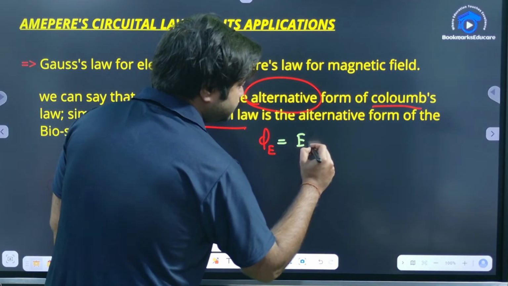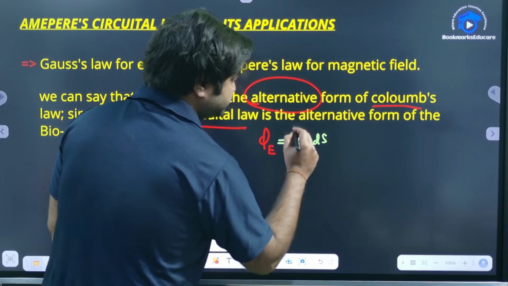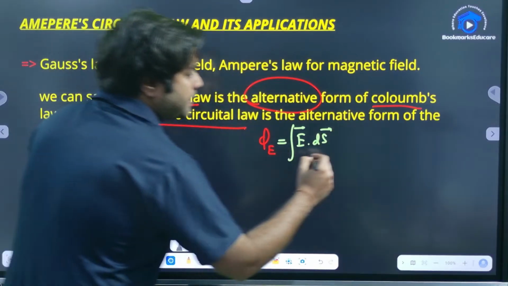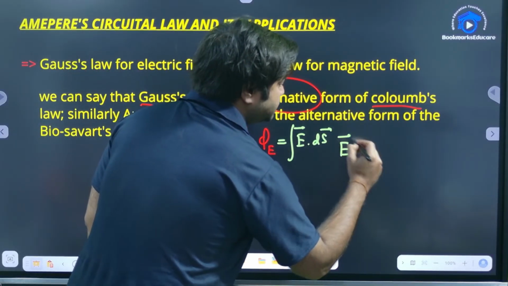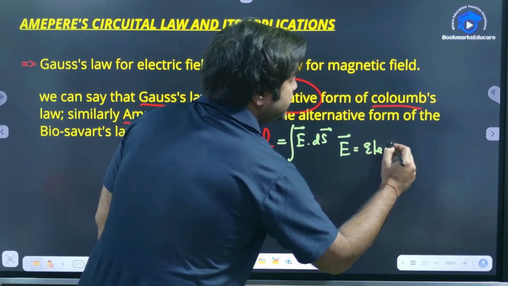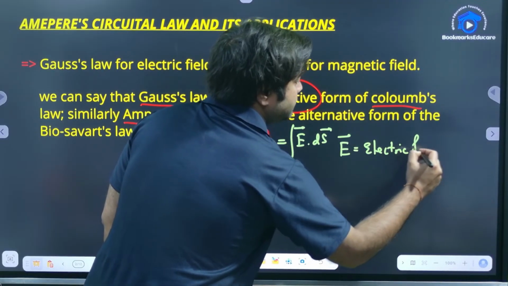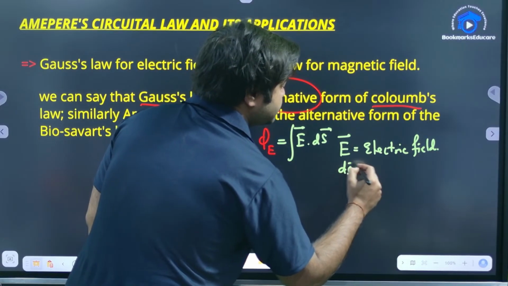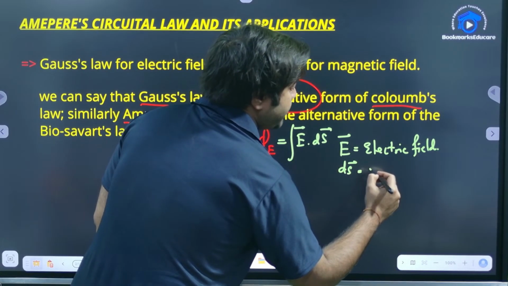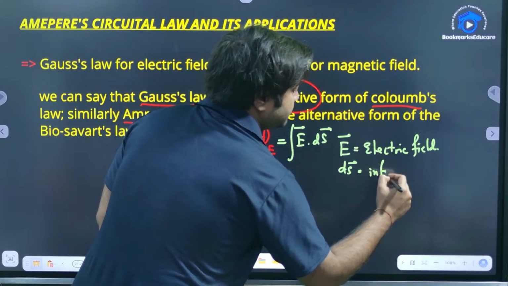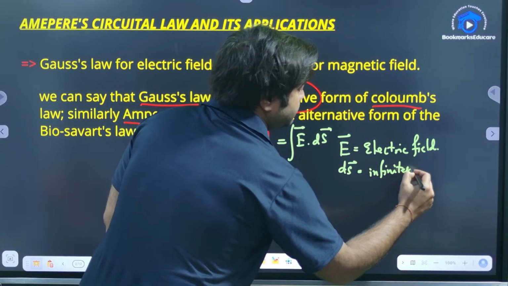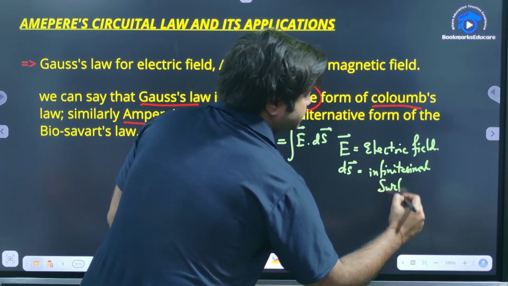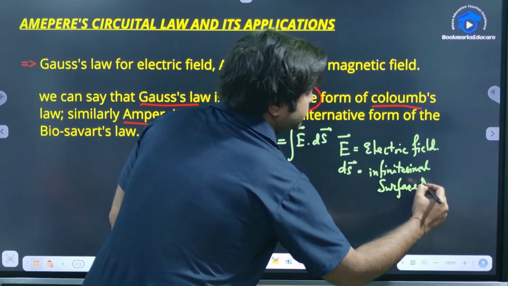That electric flux is equal to the integral of E dot ds, where E is the electric field and ds is the infinitesimal surface area.